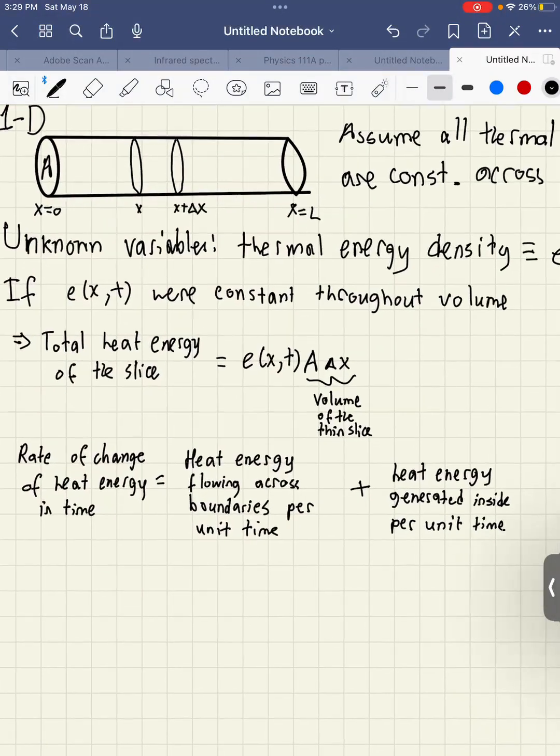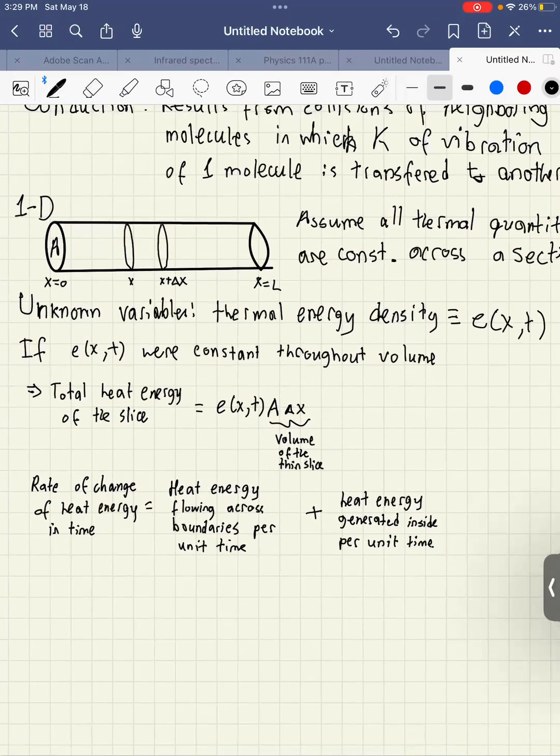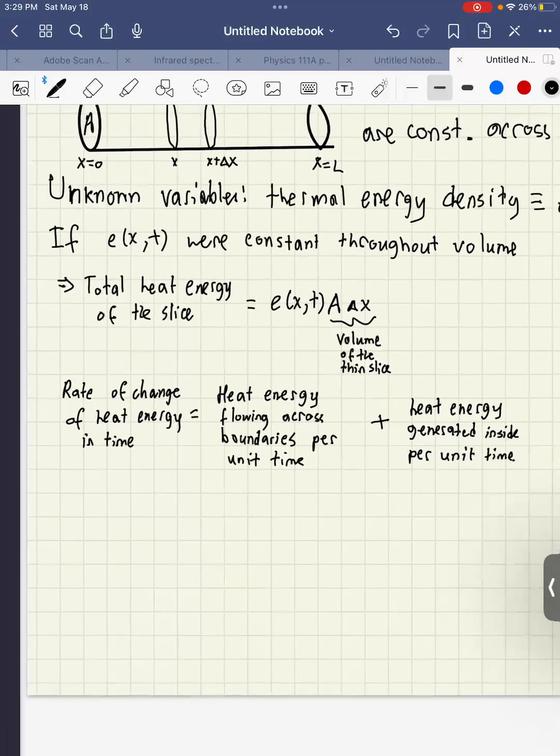So this can be based on what we can call the conservation of heat energy, right? The conservation of heat energy. The total heat energy is just the sum of the energies across the boundaries and the heat energy that is generated per unit of time.